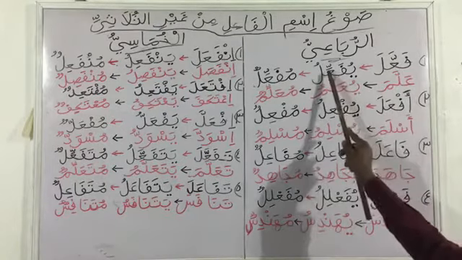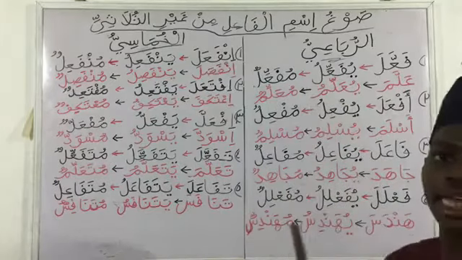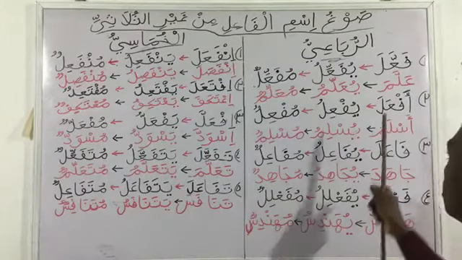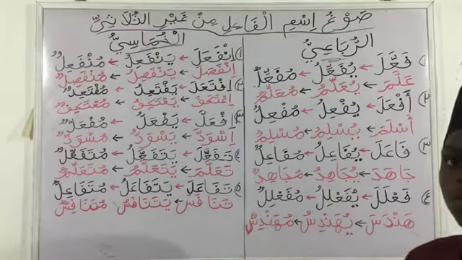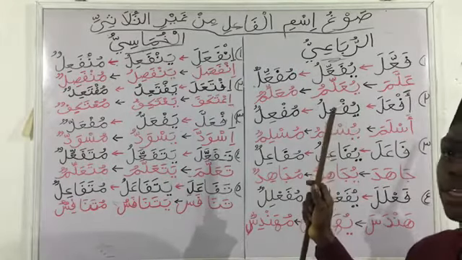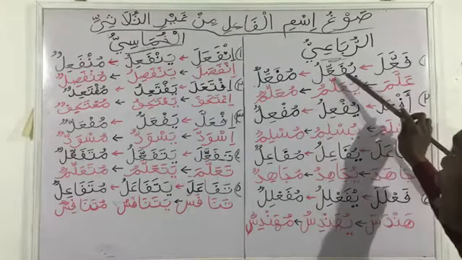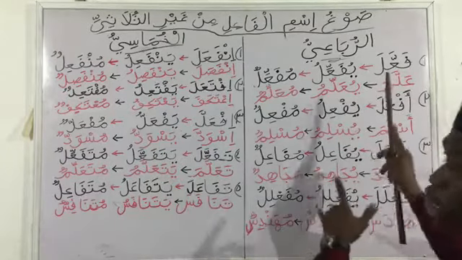Then we turn the second to the last letter. So you look at the last letter of the verb. In this case, we have lam. Then you look at the letter before it. You count one letter before it and you give that letter a kasra. And automatically, you now have what? Your fi'lul mudari'.